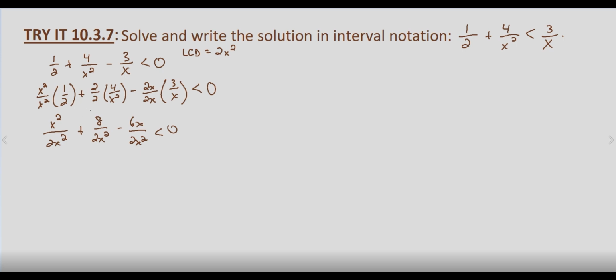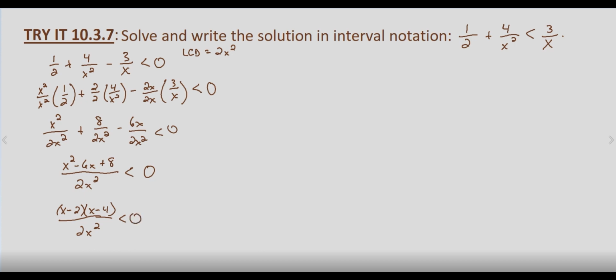which is less than 0. And then putting them all over the same denominator, we get x squared minus 6x plus 8 all over 2x squared is less than 0. Now we need to look at, will the numerator factor? Do we have two numbers that will multiply to positive 8 and add to negative 6? Well, that would be negative 2 and negative 4. So x minus 2 times x minus 4 over 2x squared is less than 0.